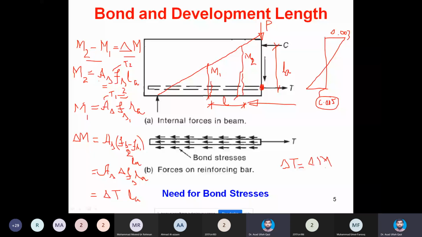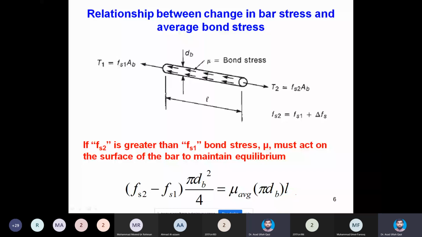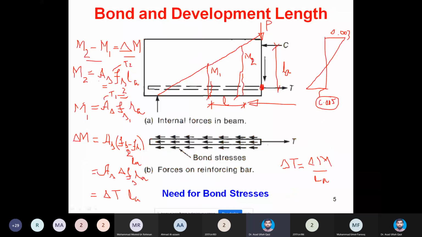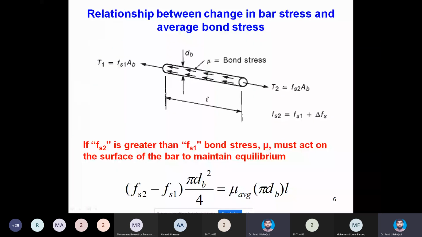So now keep this simple derivation in mind and let's move to the next slide. Now the same discussion, on slide number 6, they are showing on a free body diagram. Imagine what I said earlier, that there are two cracks at distance L, and at section 2 we have a tensile force T2, because Fs2 into area of bar.